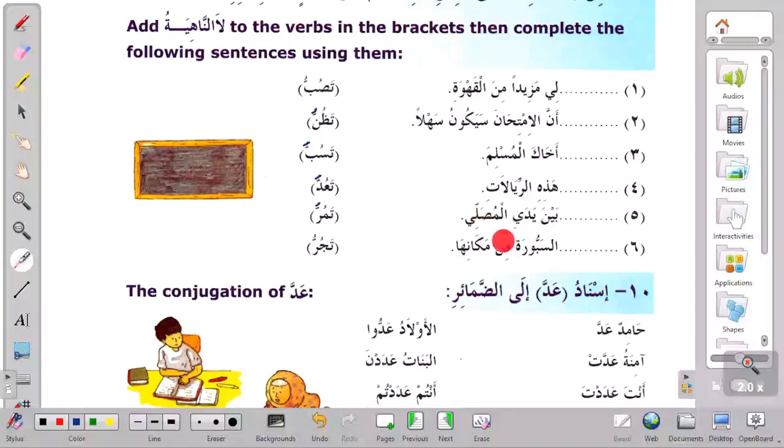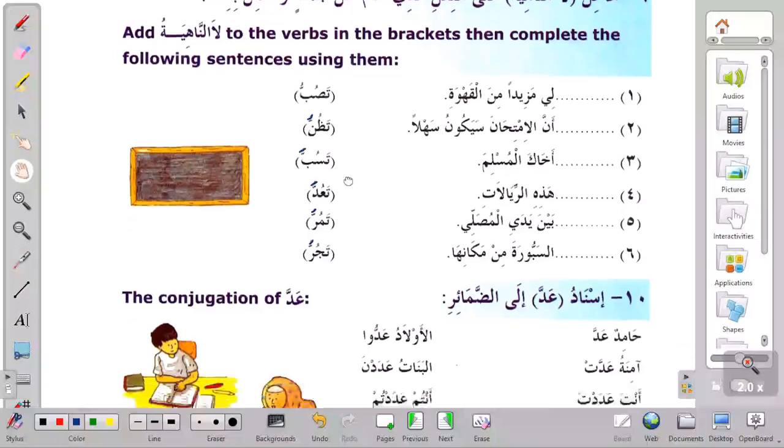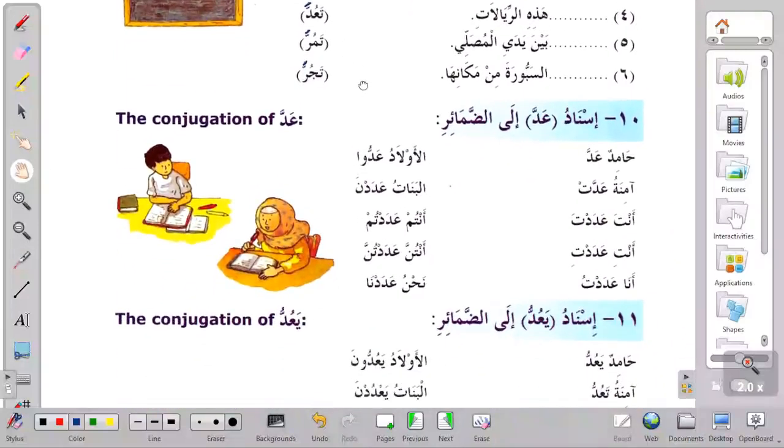Don't pass in front of someone who is praying. That's what he's saying. Now here, tajurru. If you add la here, you see what? La tajurra saburata min makaniha. Don't drag or don't pull the board from its place. We want to leave it where it is. Don't pull it. That's what the teacher is saying.